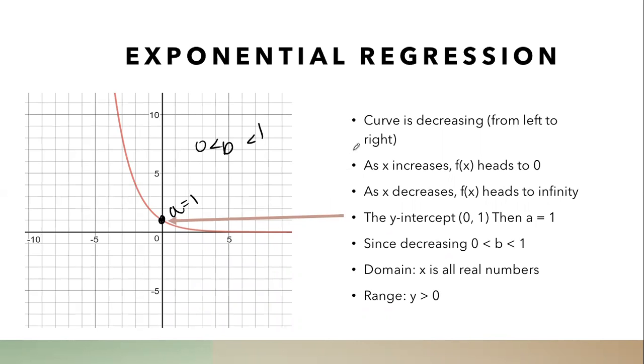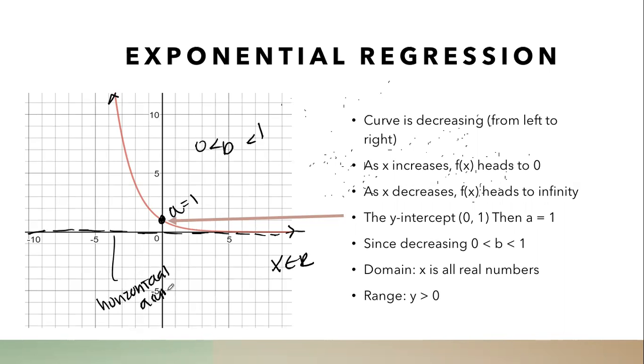What is the domain of this function? Right, because this is going to the left and to the right forever and ever, so x is all real numbers. Now, will this ever cross the x-axis? No. What is that line called that it will never cross? Horizontal asymptote. This is a horizontal line, so it's a y equals equation. What's the y value at the x-axis? 0. So the horizontal asymptote would be y equals 0.